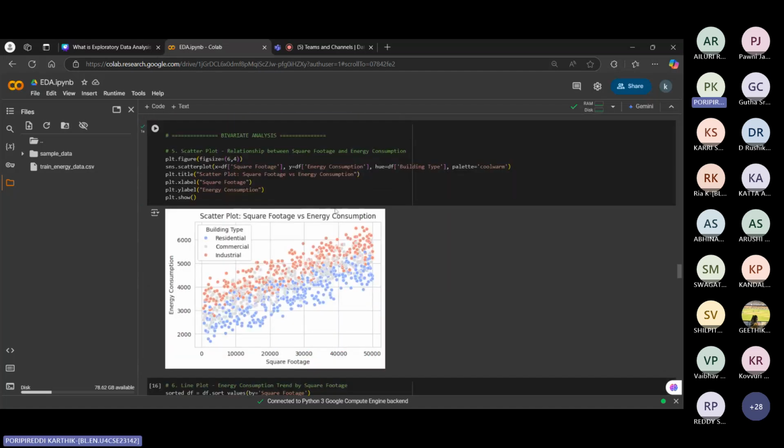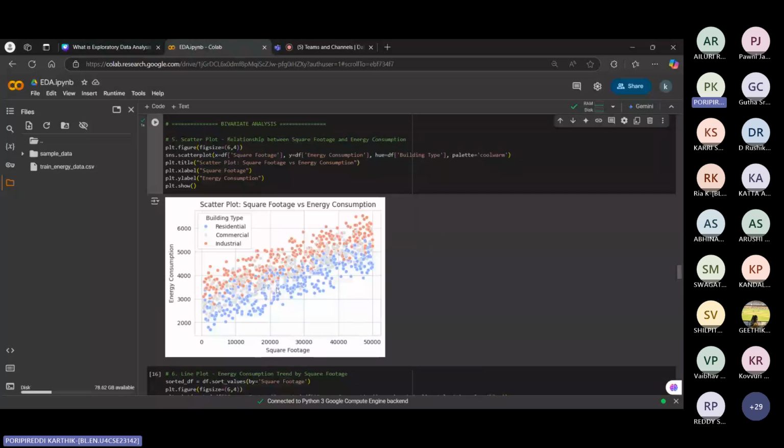Here I took building types. Here I'm comparing energy consumption and square footage. Scatter plot is used for correlation. We can see this is a positive scatter plot, where as the square footage increases, energy consumption also increases. Here the blue dots represent the residential building types, the white ones represent commercial building types, and the orange ones represent industrial building types.